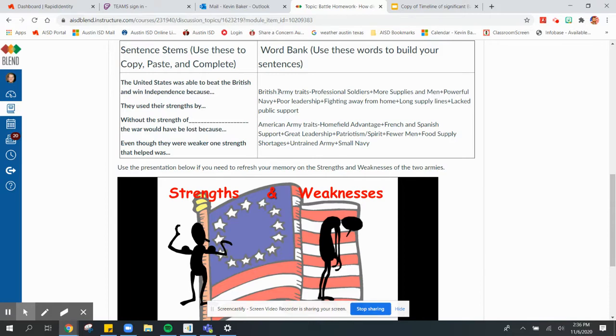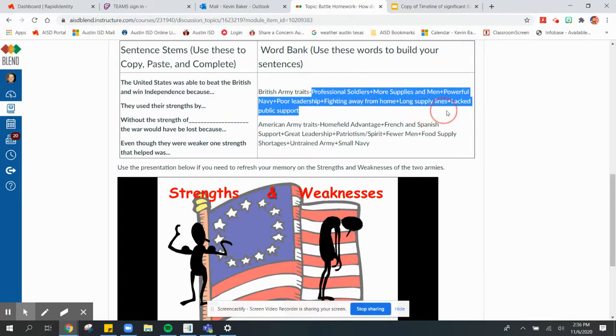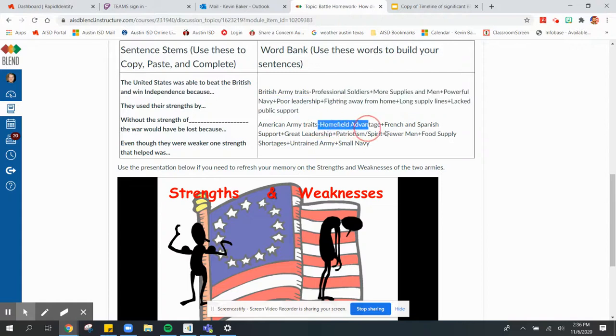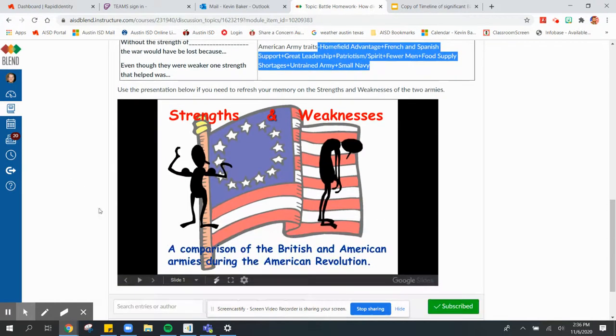Also, there's a word bank here. Here are the traits and the strengths and weaknesses of the British. Here are the traits and the strengths and weaknesses of the Americans. I also put the PowerPoint down here in case you need some help.